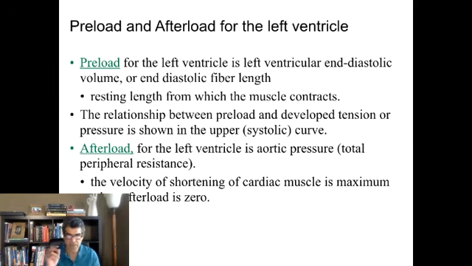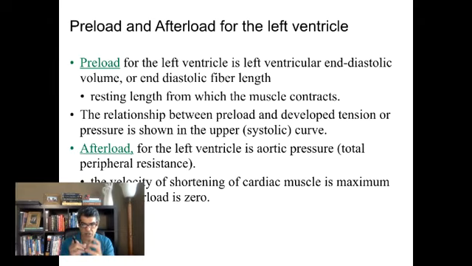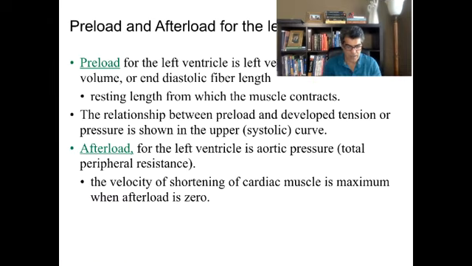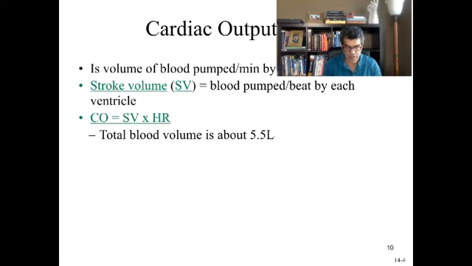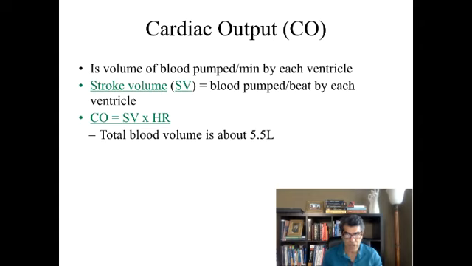When the afterload is zero, if there's no pressure inside the aorta, then your ventricle is going to contract at a maximum speed. Therefore, we say the velocity of shortening of the ventricle would be maximum if there is no pressure inside the aorta. If the aorta's pressure is zero, then of course your heart is going to contract at the fastest speed. As pressure inside the aorta increases, your heart is going to contract and the velocity of shortening would be slower and slower. Now we are done with the myocardial contraction and length tension relationship.